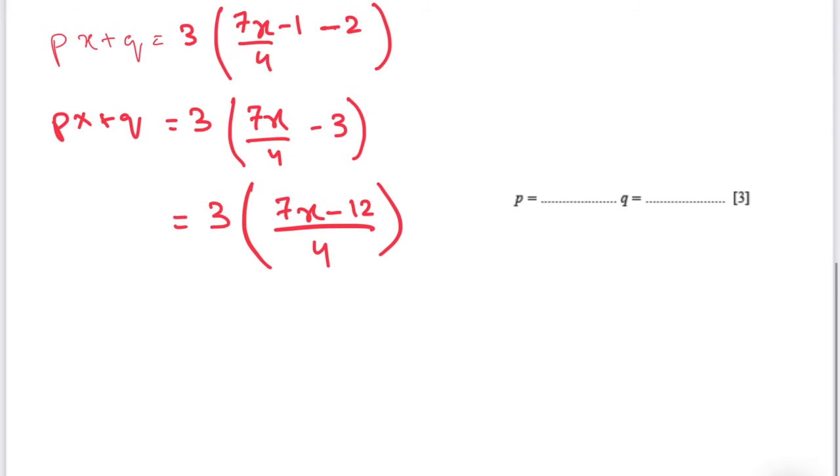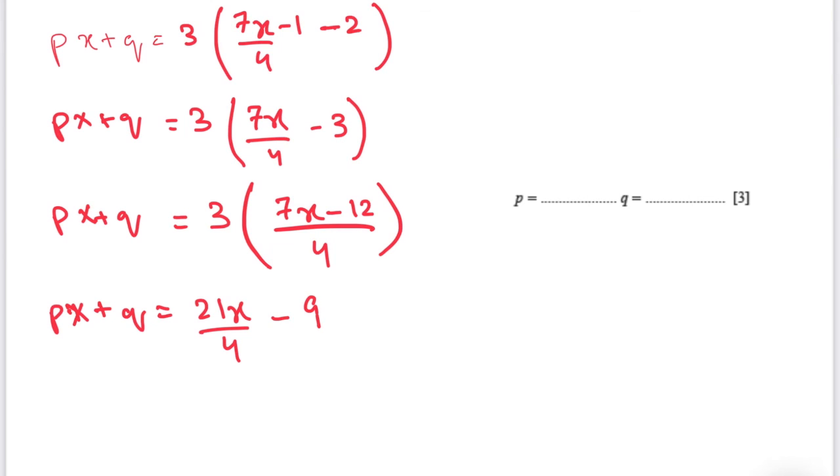Okay, the next step after this is, I forgot to write px plus q. So I write px plus q first. px plus q is equal to 3 times whatever I get here. So 3 times 7x is 21x over 4, minus 3 times 12 is going to be 36, but 36 divided by 4 is going to be 9. So 21x over 4 minus 9 is your answer.